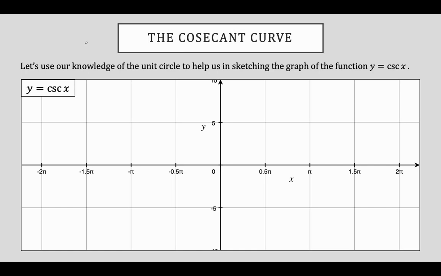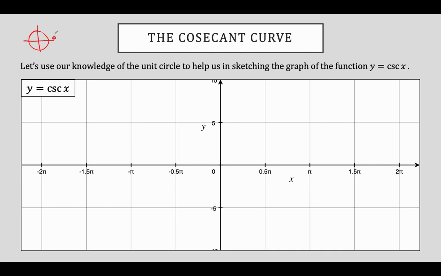Let's now talk about the graphs of our two remaining trigonometric functions, the cosecant function and the secant function. And just like we have done before, we're going to relate all of these back to our unit circle. So here I have my unit circle.